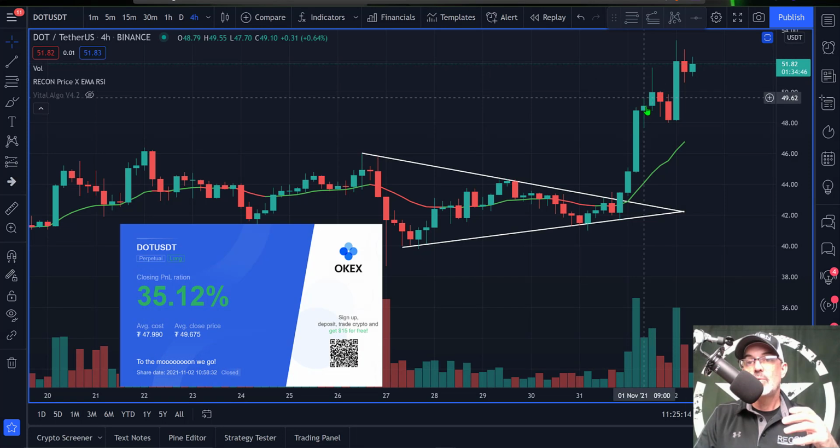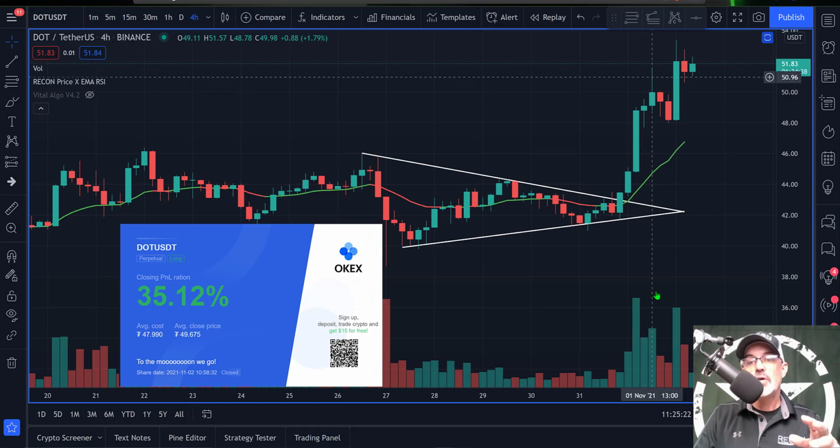As the previous candle was kind of an indecisive candle and it was on decreasing volume, and at the time I got out the volume was not as high as it was, so I went ahead and took my profit, which led to that 35% profit.